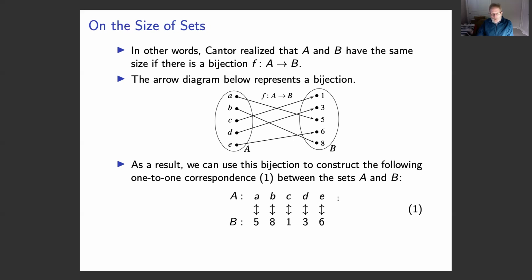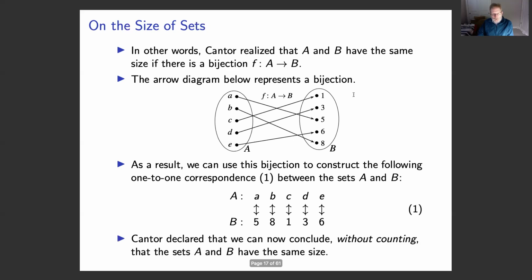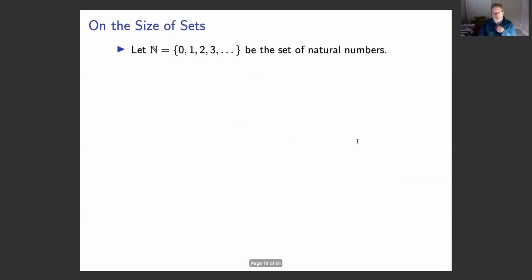So this is what Cantor observed. Notice we went through this process without talking about any numbers. Cantor declared then that we can conclude, without counting, that the sets A and B have the same size. Actually, this is the key ingredient that Cantor observed for finite sets. And then he said, oh, that surely must hold for infinite sets as well. So let's look at an example of that.